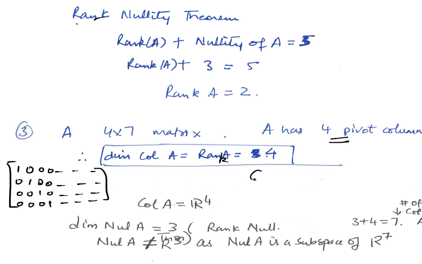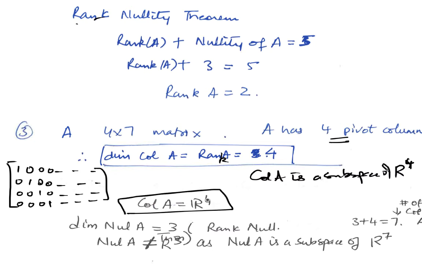Also, we know that the column space of A is a subspace of R4. Now, what is the dimension of R4? The dimension of R4 is 4, and the same is the dimension of the column space of A. So clearly, the column space of A is nothing but R4, because R4, remember, can have many bases. So 4 pivot columns means 4 columns of A are generating the whole column space of A. So the column space of A is nothing but R4.